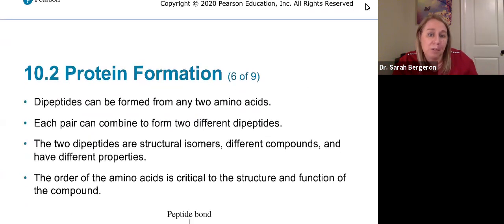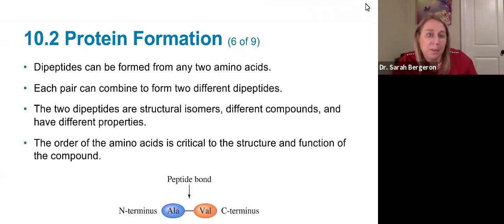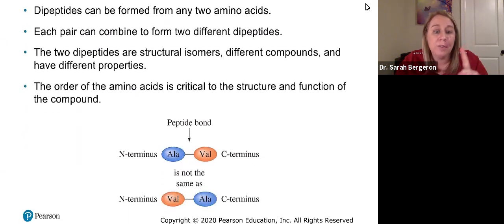So you have to be able to do all of that, and we'll do some practice. Dipeptides can be formed between any 2 amino acids, and each pair will combine to form 2 different dipeptides, because you could have alanine as the N terminus and valine as the C terminus, or you could flip-flop them and say valine is the N terminus and alanine is the C terminus. And they're different. They behave differently. They have different properties. So each of these 2 dipeptides are structural isomers. They're the same chemical formula, but structurally they're not the same.